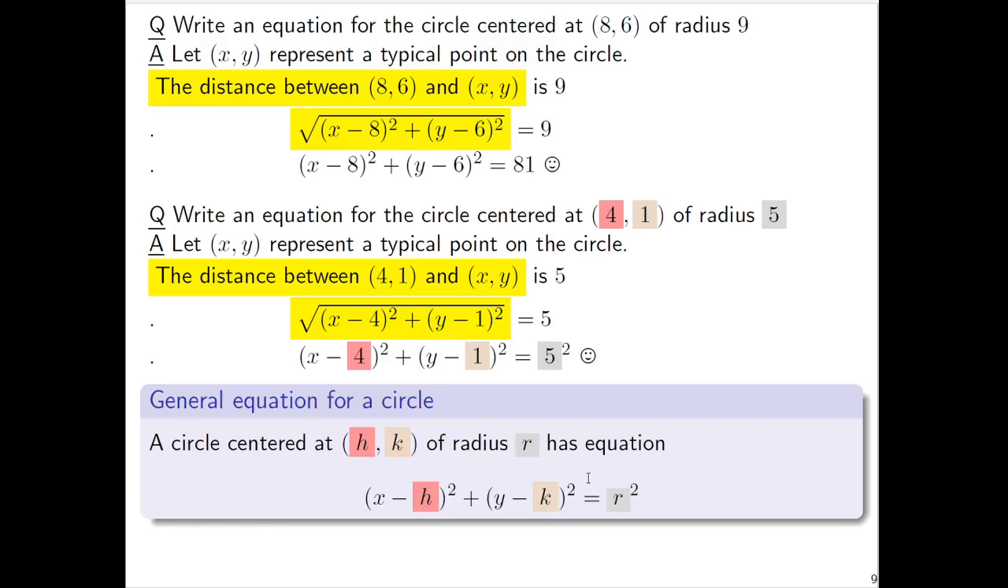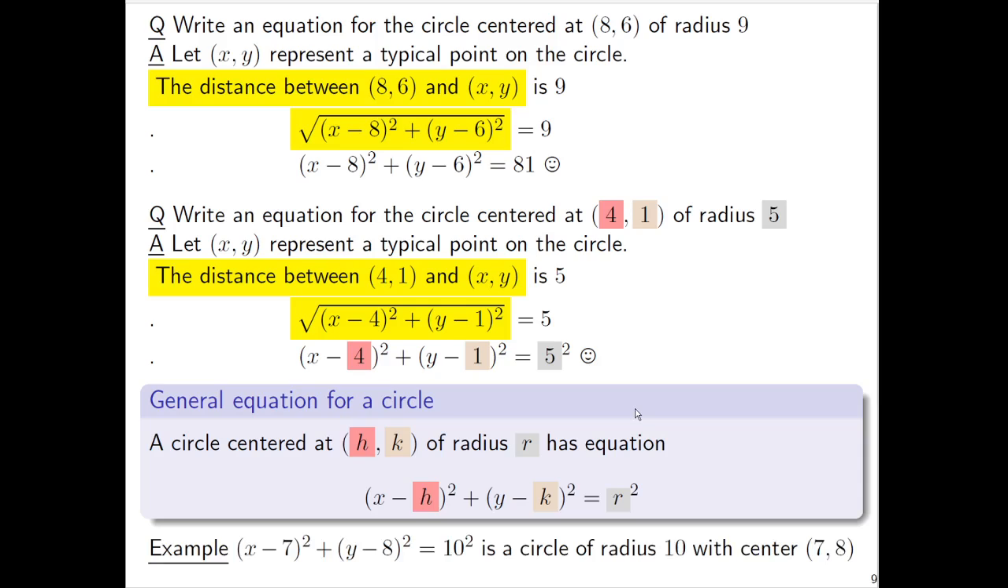And the point is, what we've seen already twice on this slide, we can just do in general, so that we don't have to go through all the same process every time. We'll notice a pattern and say now that a circle centered at (h, k) of radius r has the equation (x - h) squared plus (y - k) squared equals r squared. So for example, (x - 7) squared plus (y - 8) squared equals 10 squared is a circle of radius 10 with center (7, 8).